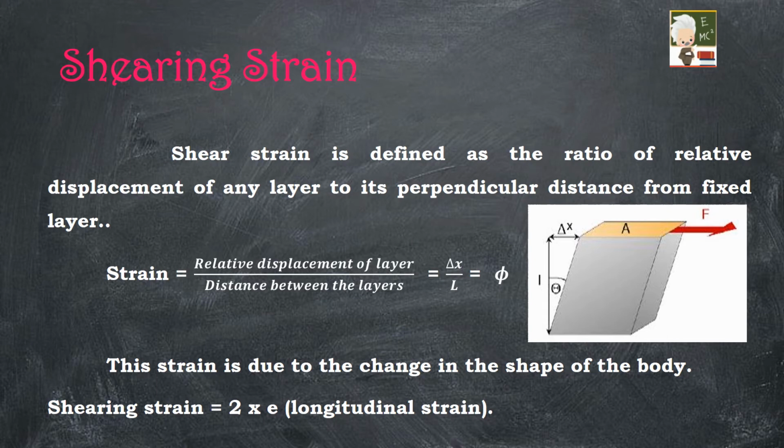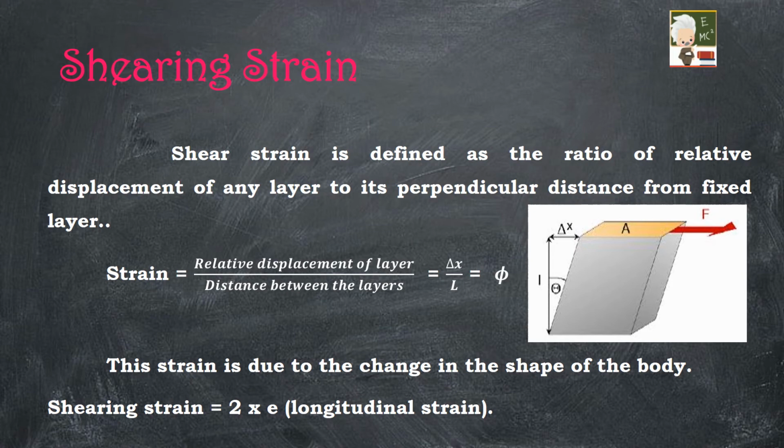Next is shearing strain. Consider a cuboid as shown in the figure. Let us assume that the body remains in translational and rotational equilibrium. Let us apply the tangential force F as indicated in the figure, such that the cuboid deforms as shown. Here, the shearing strain is defined as the ratio of relative displacement of any layer to its perpendicular distance from the fixed layer.